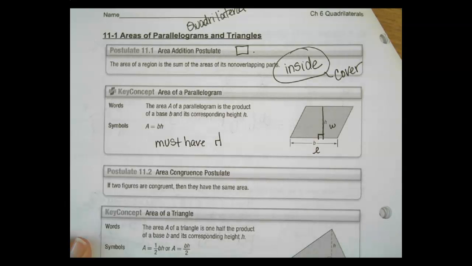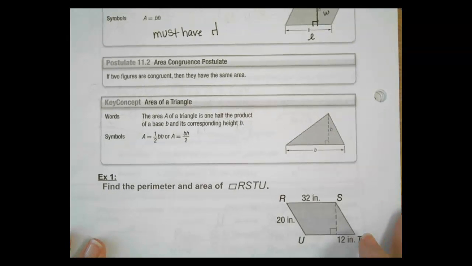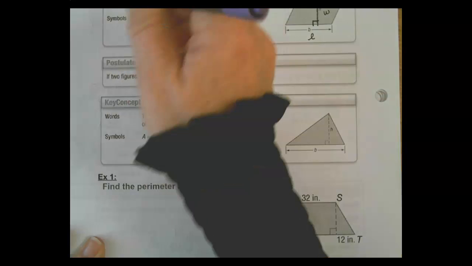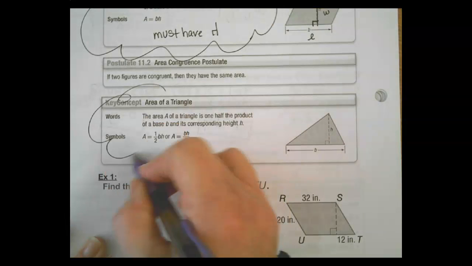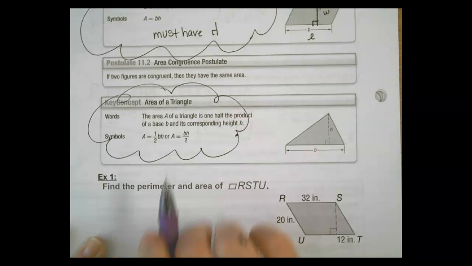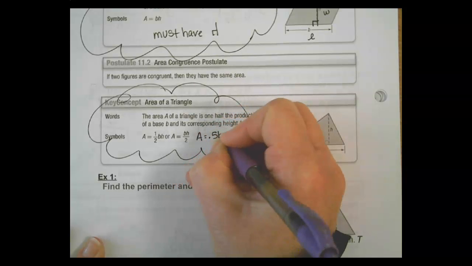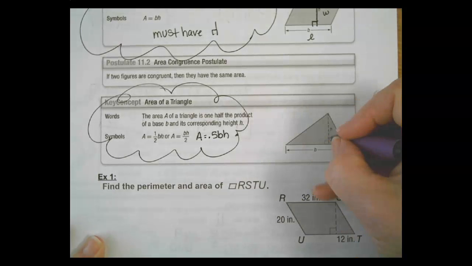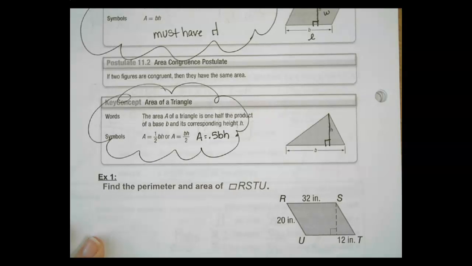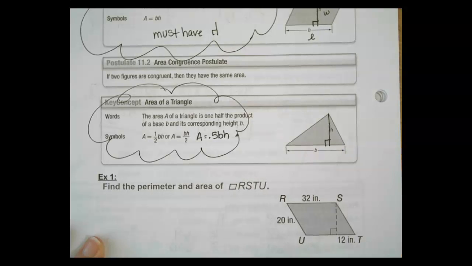Area congruence. If two figures are congruent, they have the same area. Some of these it's like, no duh. Area of a triangle. So let's go back up here and make sure you know that. I think you know the area of a triangle: 1/2 base times height. Some people do base times height divided by 2. And of course, Mrs. Sparrow does 0.5 base times height. So all the same thing. Again, you have to have this perpendicular to find your base and height. Perpendicular, that is the key.